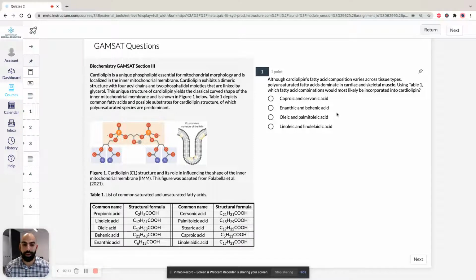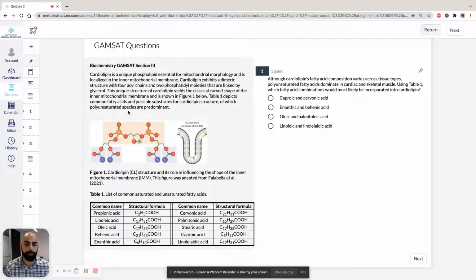So it says here, although cardiolipin's fatty acid composition varies across tissue types, polyunsaturated fatty acids dominate in the muscle tissue. So as we were told in the stimulus, we're looking for polyunsaturated fatty acids here. It says here, using table 1, which fatty acid combinations would most likely be incorporated into cardiolipin? So you're given a combination here of different types of fatty acids. The key is we're told that the polyunsaturated fatty acids dominate, and which one would most likely be incorporated into cardiolipin. So we have to find the polyunsaturated fatty acids from the list. So how do we do it?